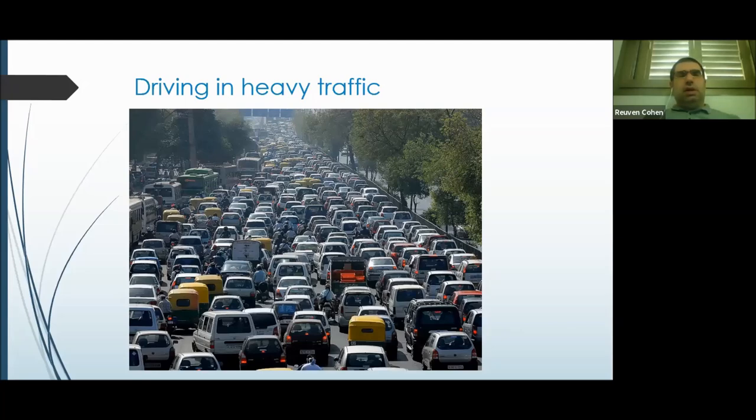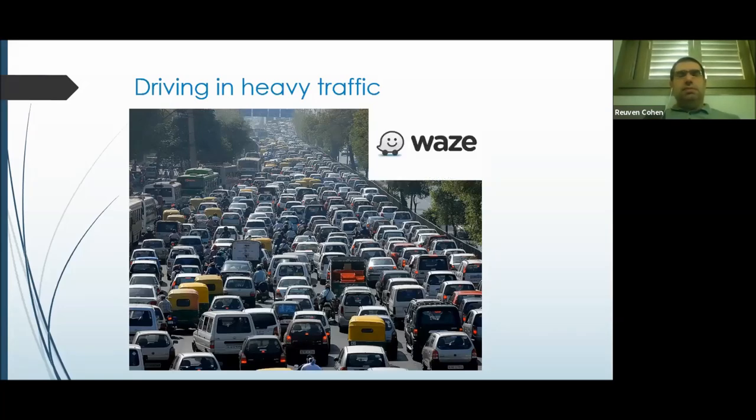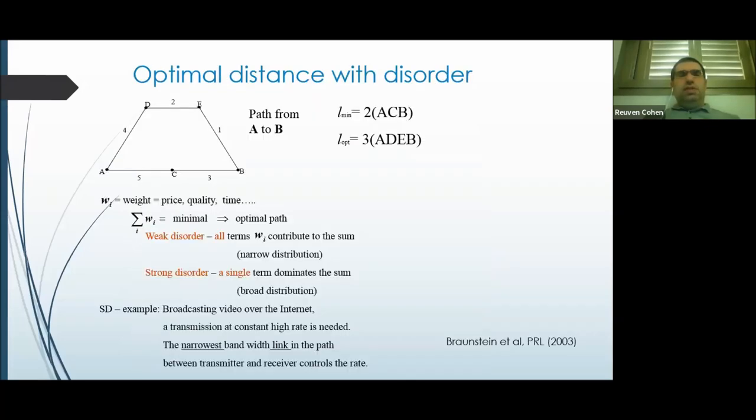We don't want to get stuck, we want to get to our destination as quickly as possible. So for instance, what we can do is use some sort of an application that chooses the best route for us. How do these things work? So basically, they look at the graph of distances and they search for the path that has the minimal distance between the source, which is where we are now, and the destination, which is where we want to get.